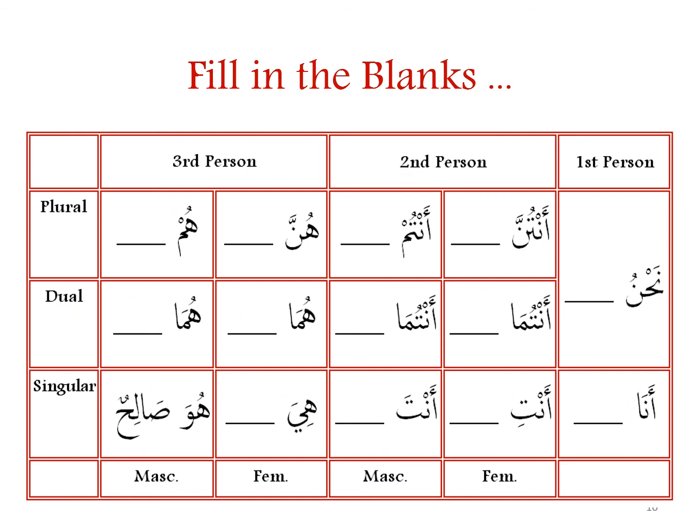So here's an example. هو صالح. He is sincere. So صالح is a singular masculine word, so huwa is used. If we had huma, we'd say صالحان. So we'd say they, talking about two males, are sincere, صالحان.